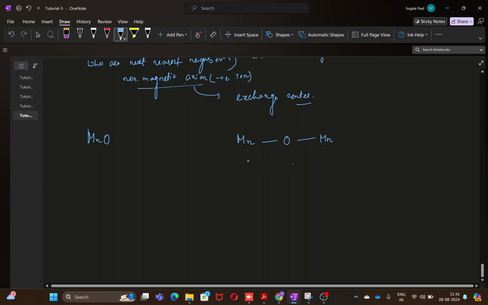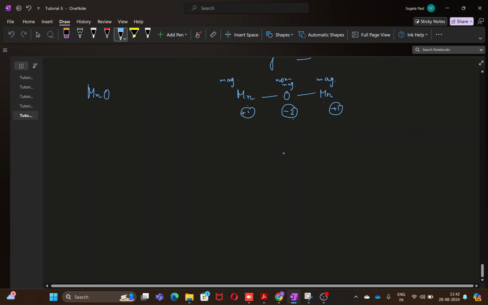Oxygen has generally no magnetic property in this case, no moment, so it is non-magnetic. So you have your plus cation here and your plus cation here, and this minus 2 is your oxygen anion, which is non-magnetic. Mn has a magnetic moment, the other Mn also has a magnetic moment, but the oxygen in between is non-magnetic, and this Mn and Mn are coupled via the intermediate oxygen atom. How? That is via electron exchange.